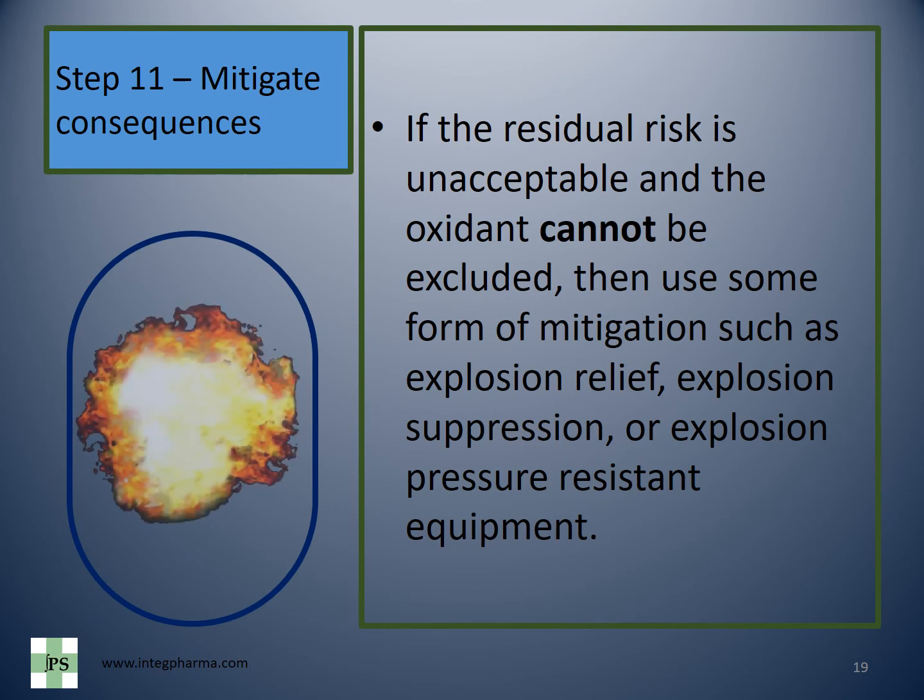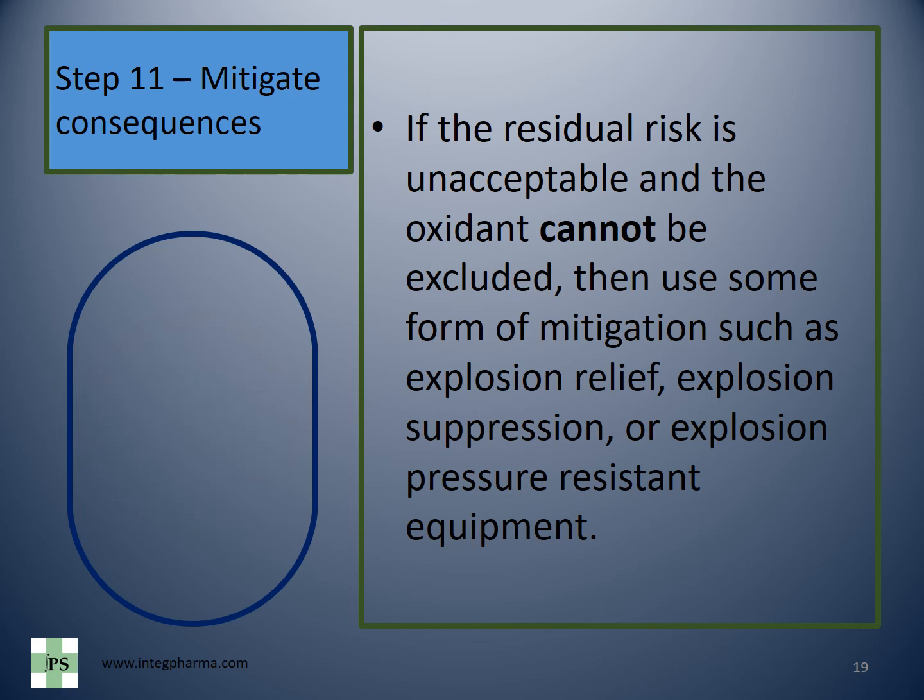If, on the other hand, it is not possible to exclude the oxidant, then we need to use some other form of mitigation, such as explosion relief or explosion suppression. This then brings us to the end of the assessment, and at this point we should have reduced the risk as low as possible. And that forms the end of the DExToRR roadmap.